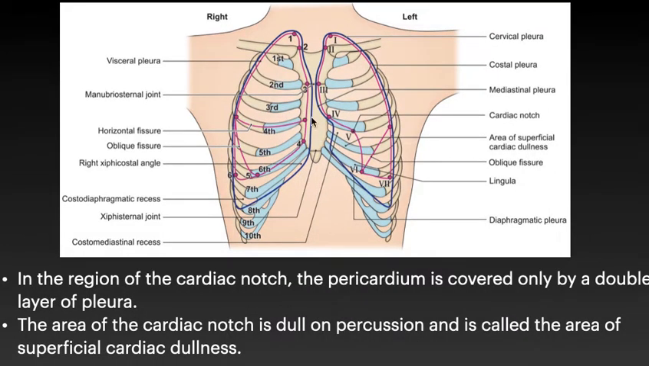In the region of the cardiac notch, the pericardium is covered only by a double layer of the pleura. The area of the cardiac notch is dull on percussion and is called the area of superficial cardiac dullness.